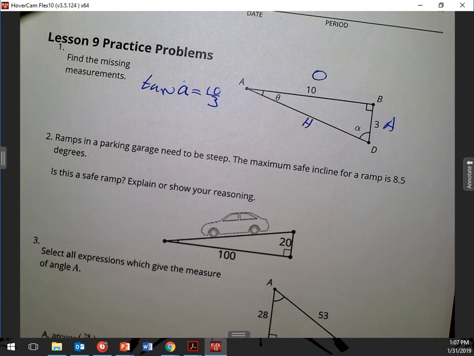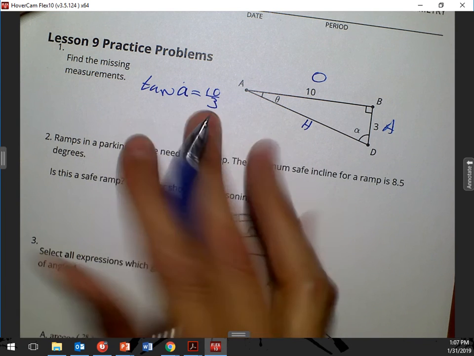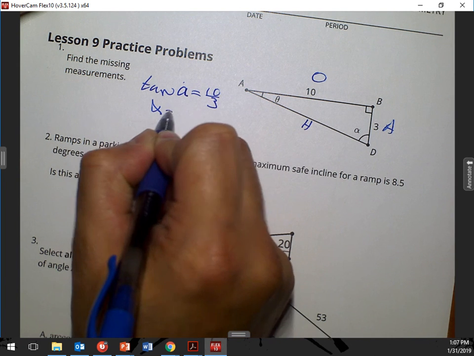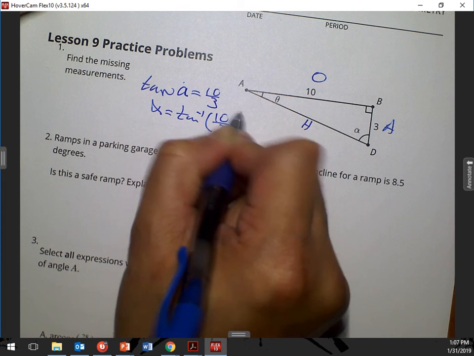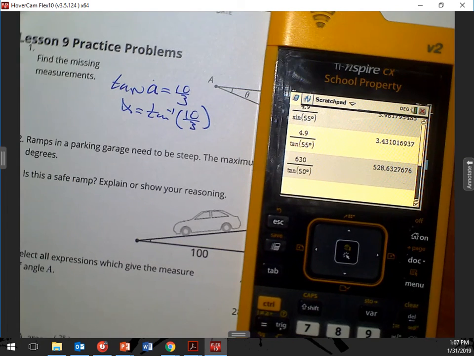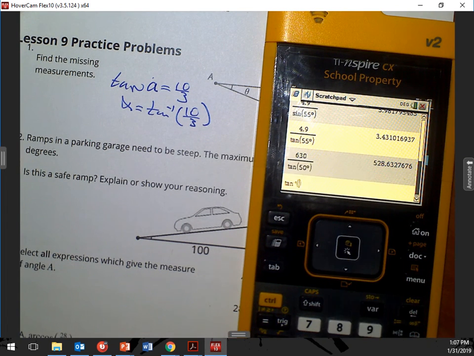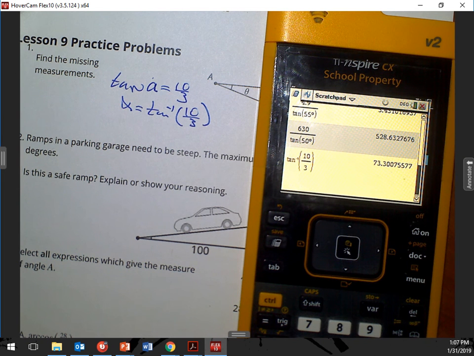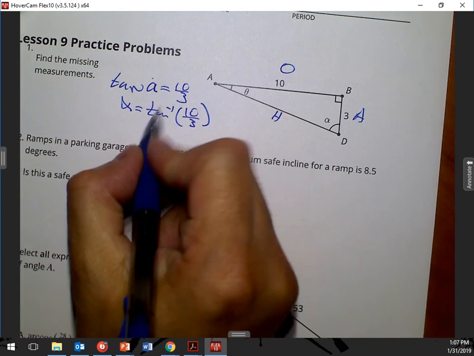Now, remember to do the inverse, I switch the alpha and the 10 over 3. So it's going to be alpha is equal to inverse tangent of 10 over 3. And that goes in your handy dandy calculator. Inverse tangent. And my answer is going to be 73.3.